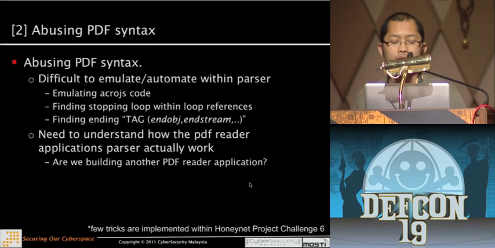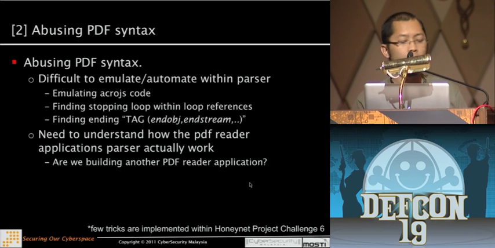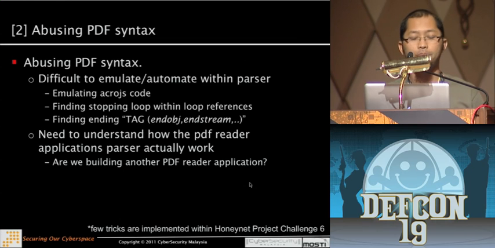Okay, so another thing is, like I mentioned, the problem with this is that it's difficult to emulate or automate within the parser. Something like I mentioned earlier: emulating AcroJS code, finding stopping loops, and finding the ending tag for endobj and endstream. And of course, you need to understand how the PDF reader application's parser actually works. But then, are we building another PDF reader application? I think not, right? We are building the parser to analyze the malicious PDF.